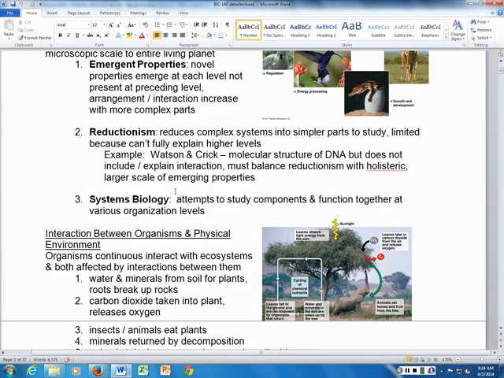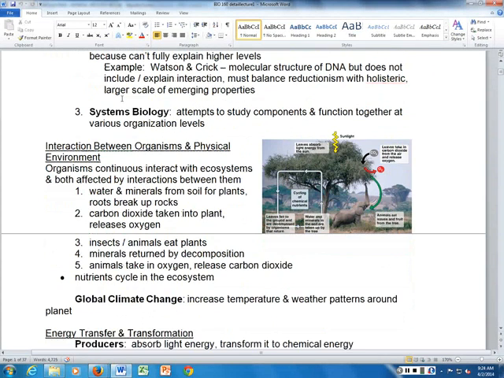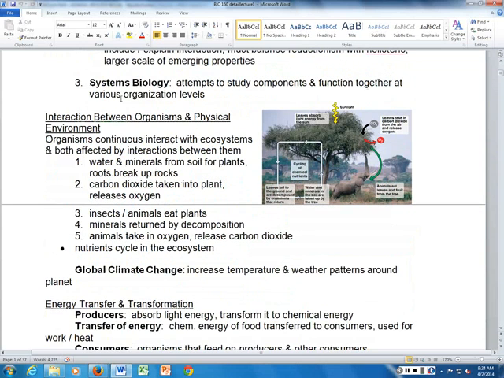So we have to balance reductionism with a holistic way of looking at things, where we step back every once in a while and look and say, how does this fit into the whole big picture? So systems biology is the most common way of breaking things down, where we study the components and look at how they function together in the various organisms.